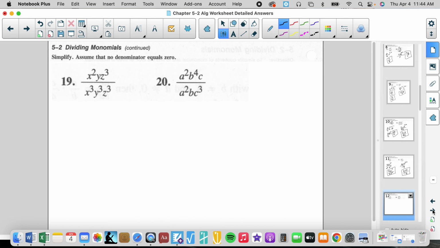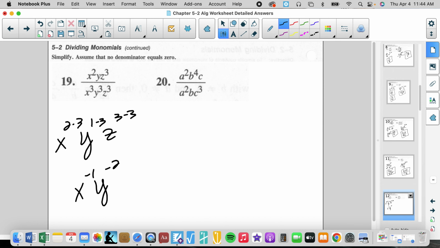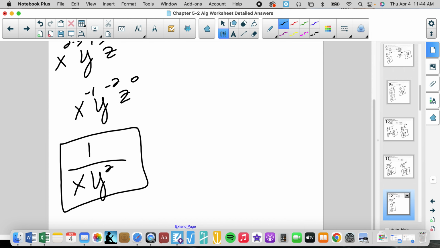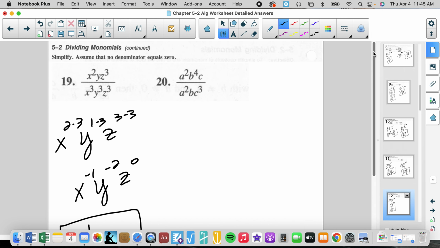X has a partner, so 2 minus 3. Y has a partner, 1 minus 3. Z has a partner, 3 minus 3. So x to the negative 1, y to the negative 2, z to the 0. So z to the 0 equals 1. X to the negative 1 would go in the denominator. Y to the negative 2 would go into the denominator. And I would write that. That's the easiest way to write that simplification.